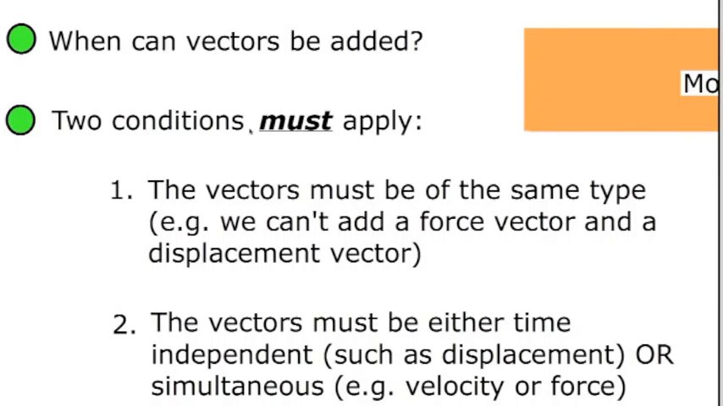Vectors can be added. I already moved these out of the way for you. Vectors can be added if they're of the same type, but not if they're not of the same type. So a force vector and a displacement vector, you can't add those together. It's like apples and oranges. They have to be the same type of vector to add them together. If it's not a displacement vector, then they also have to occur simultaneously.